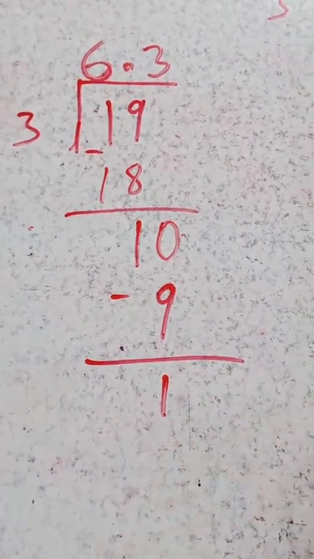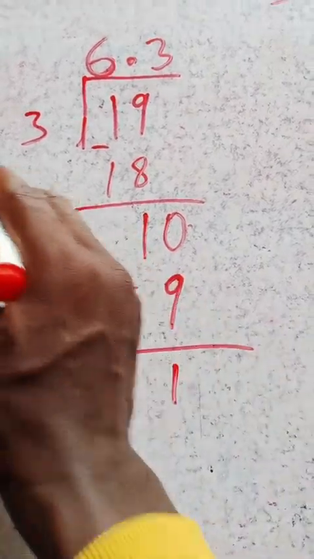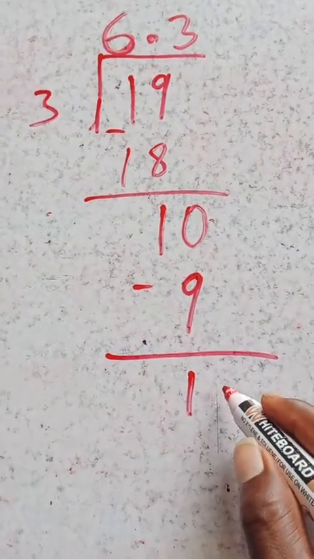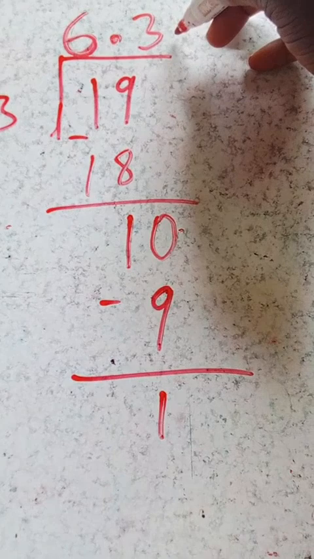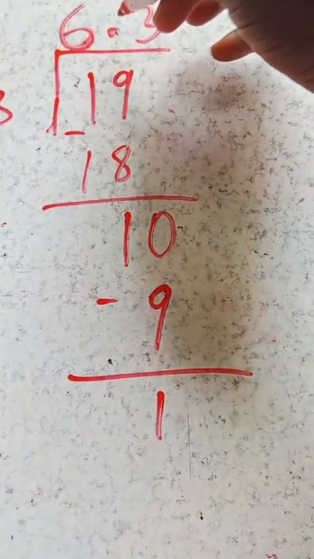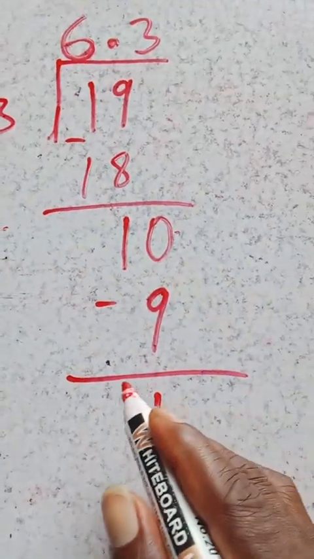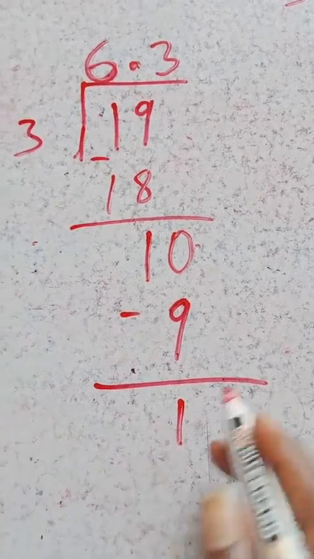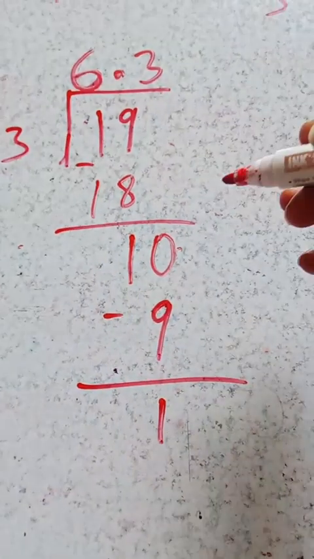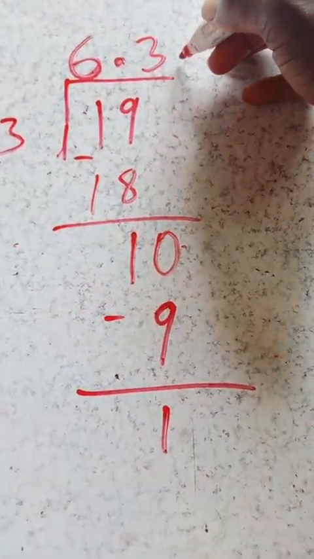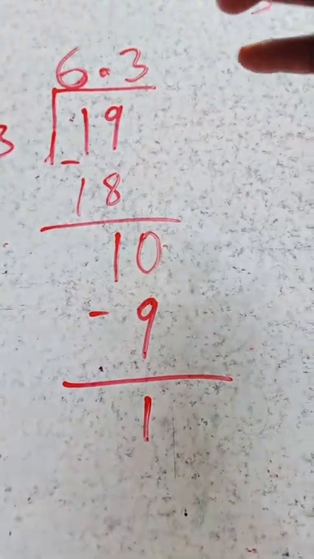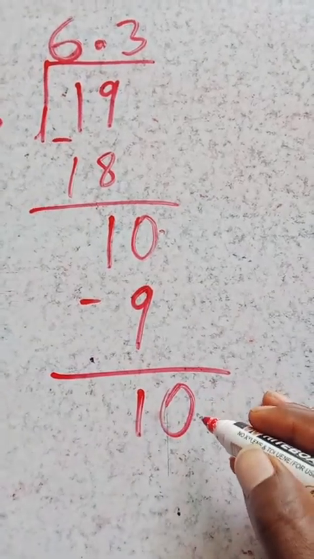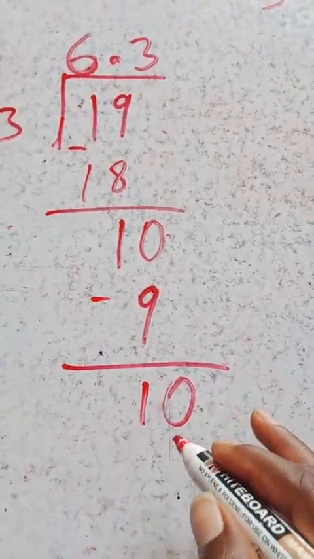Okay, so 1 cannot be divided by 3. So you cannot add another decimal point again, because you have written the first point. Because 3 cannot appear in 1, and since you have written the first decimal point, you cannot write another decimal point again. It's not mathematics. So what you'll be doing is to add a 0 to that number. Okay, so add a 0 to that number, and it is 10.